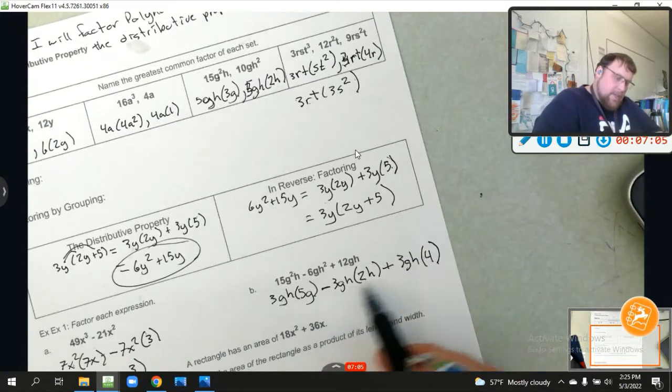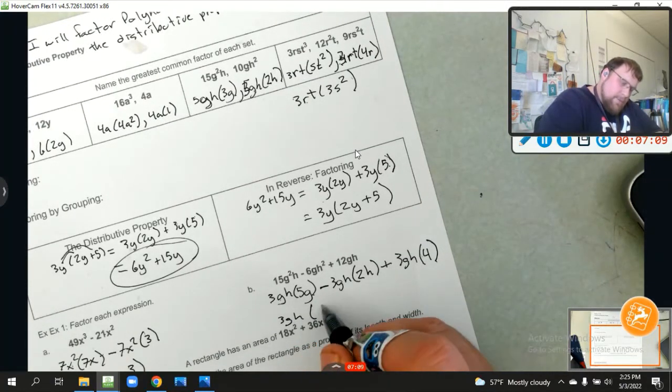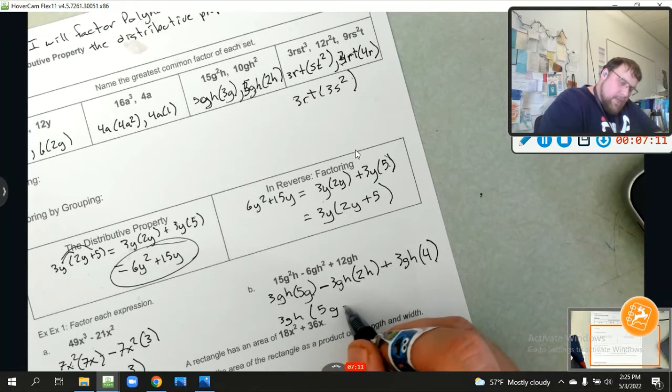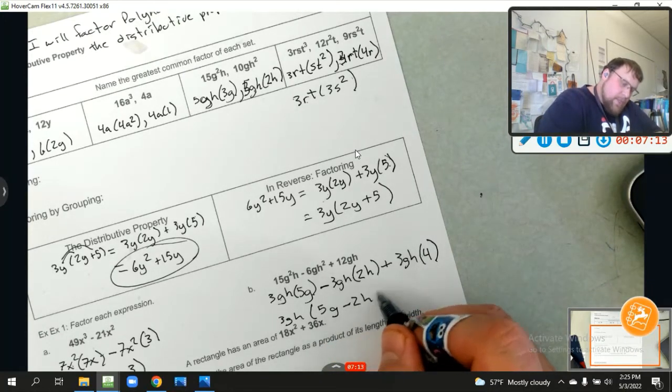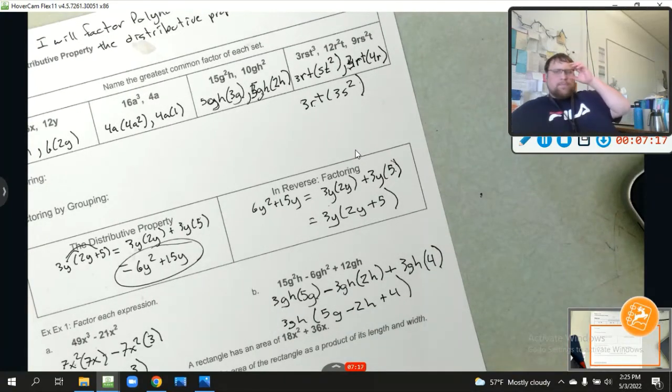Now, each of these have a 3gh in common, so I'm going to rewrite this as 3gh times 5g minus 2h plus 4. Boom.